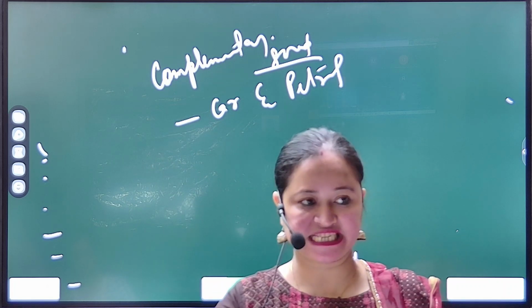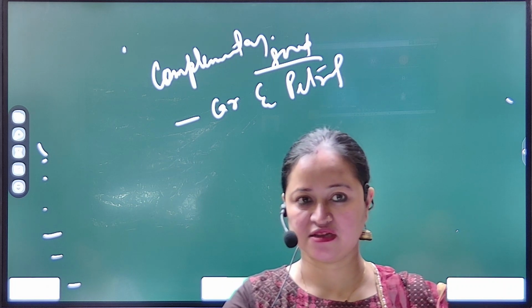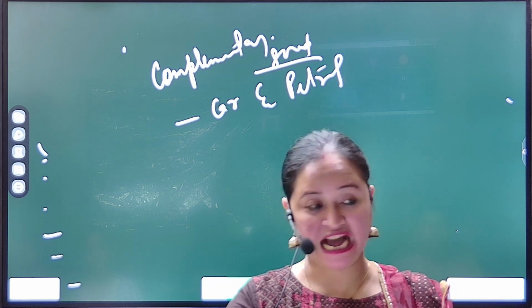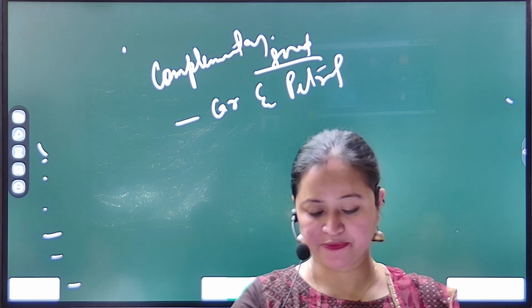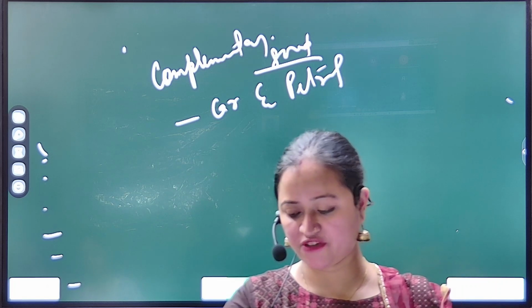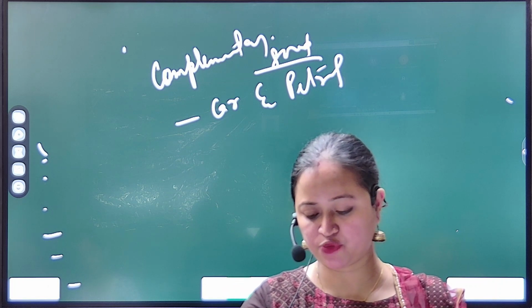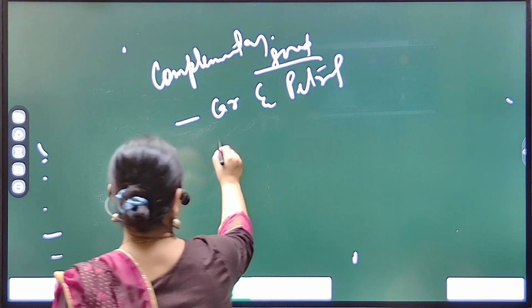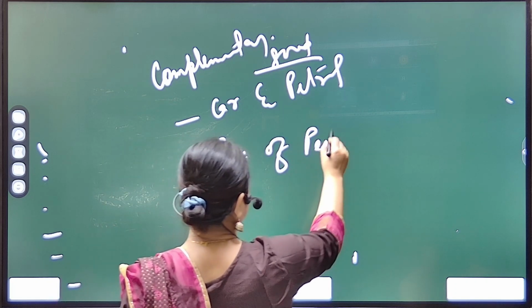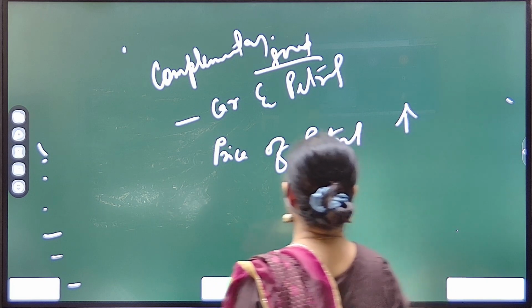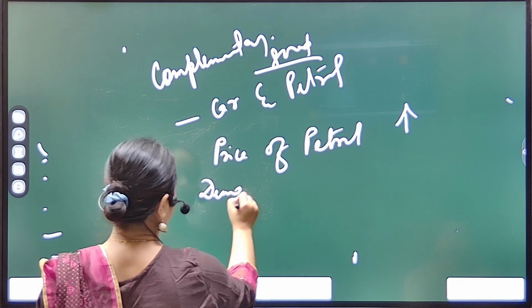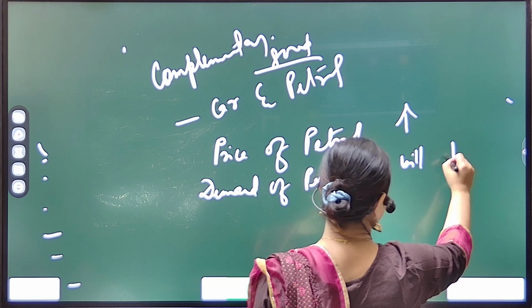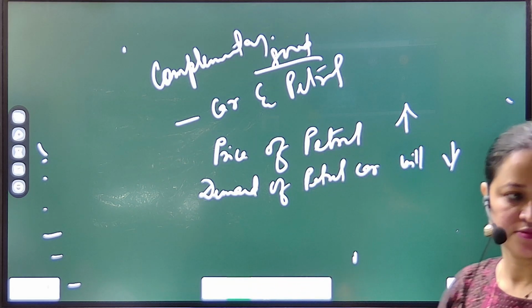If the price of petrol rises, the demand for petrol cars will decrease, following the law of demand. Since petrol is complementary to the car, people will reduce the demand for cars along with petrol. So if the price of petrol rises, the demand for petrol cars will decrease. Okay, it will decrease.